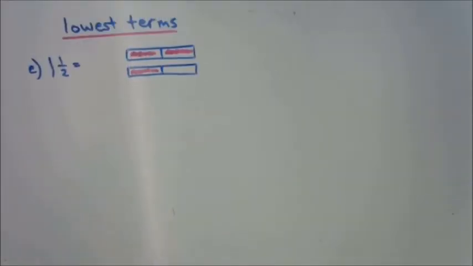In E, we're given a mixed number, 1 and 1/2. So we've drawn two bars there. We have one completely filled in, and the other one is half filled in.